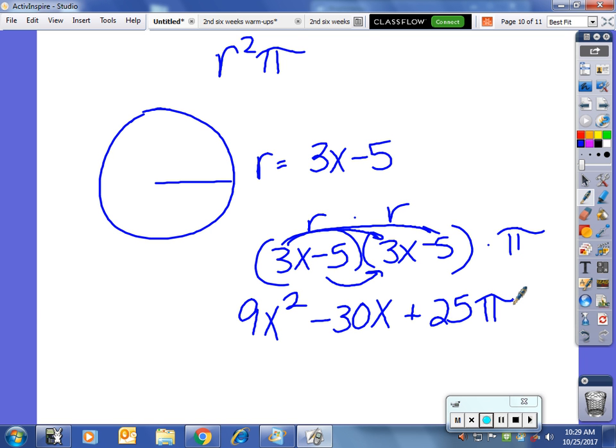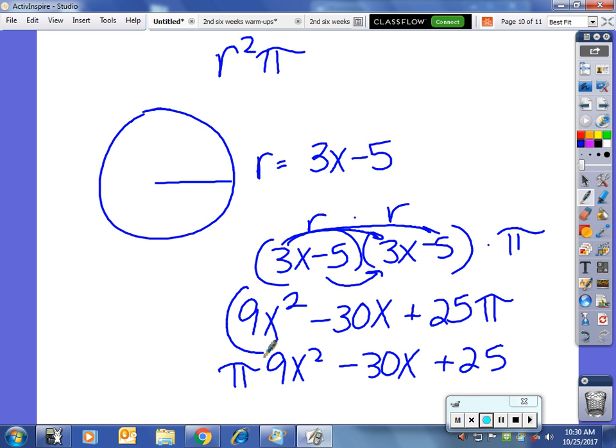But if I put the pi on the end, what's the only thing getting multiplied by pi? 25. If I put it on the beginning, which I can do, what's the only thing getting multiplied by pi? The 9x squared. So guess what I need to do to show everything? Parentheses around the whole thing. And that way pi is getting to every single part of that radius times radius. You can put it on the back, you can put it on the front, but you better have parentheses around the radius times radius part.